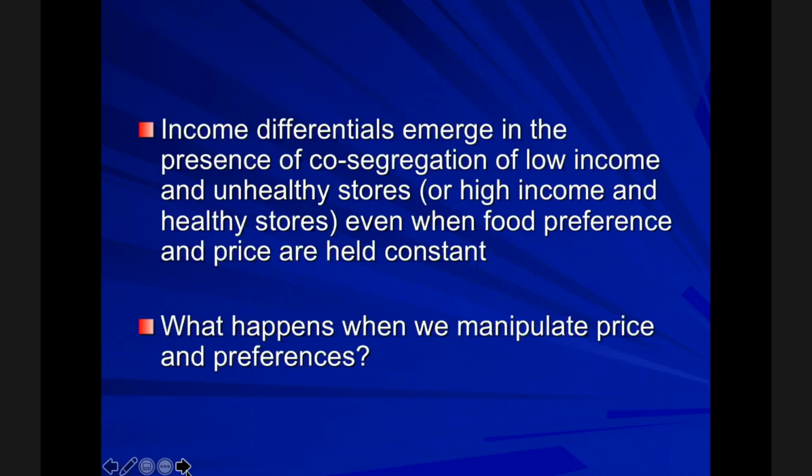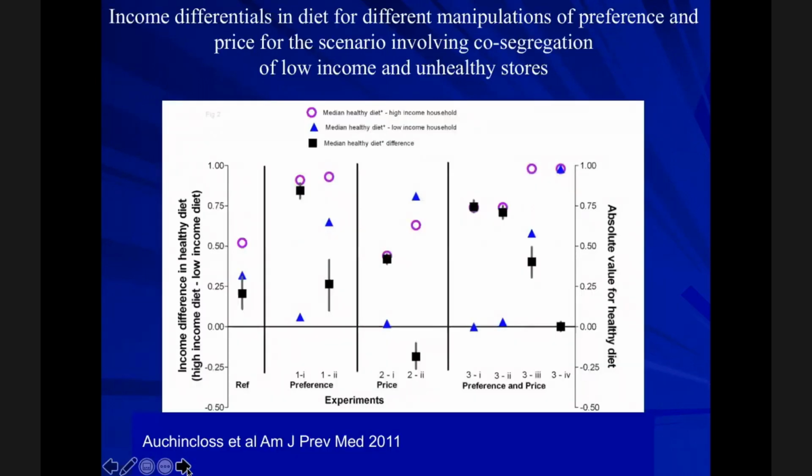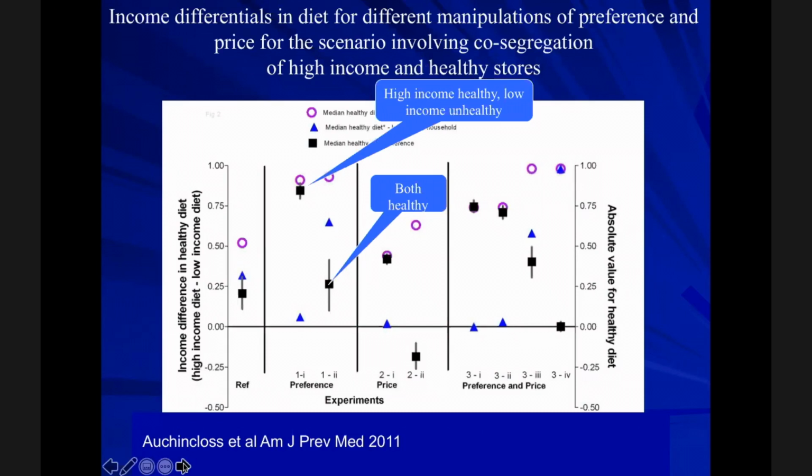So then we said, well, what happens next if we manipulate price and preferences? We had our reference scenario, which is the segregation scenario that I just showed you on the left, and then we tried hypothetical interventions. Let's assume we did a terrific health education campaign and we convinced everyone to prefer healthy food. Well, it turns out that the income differences did not disappear. The education campaign was not enough to overcome the spatial inequities.